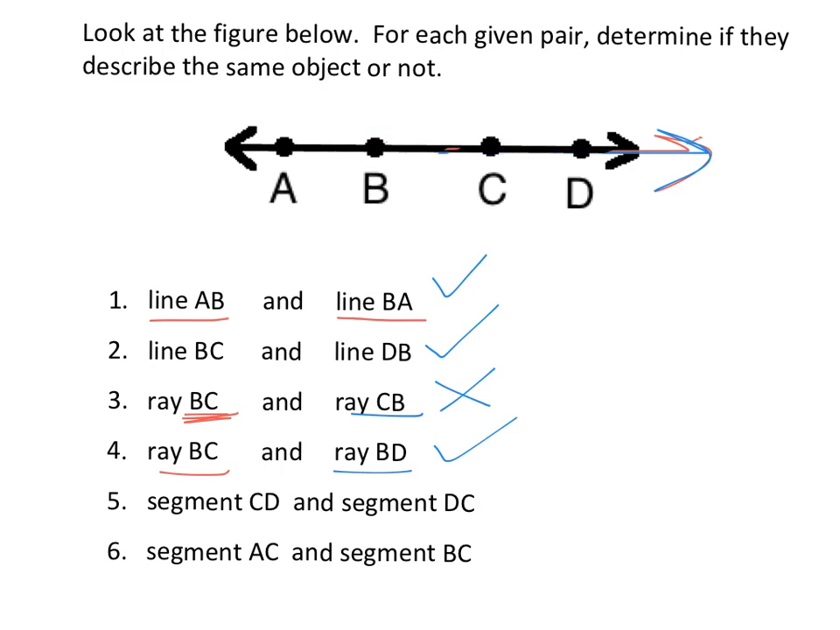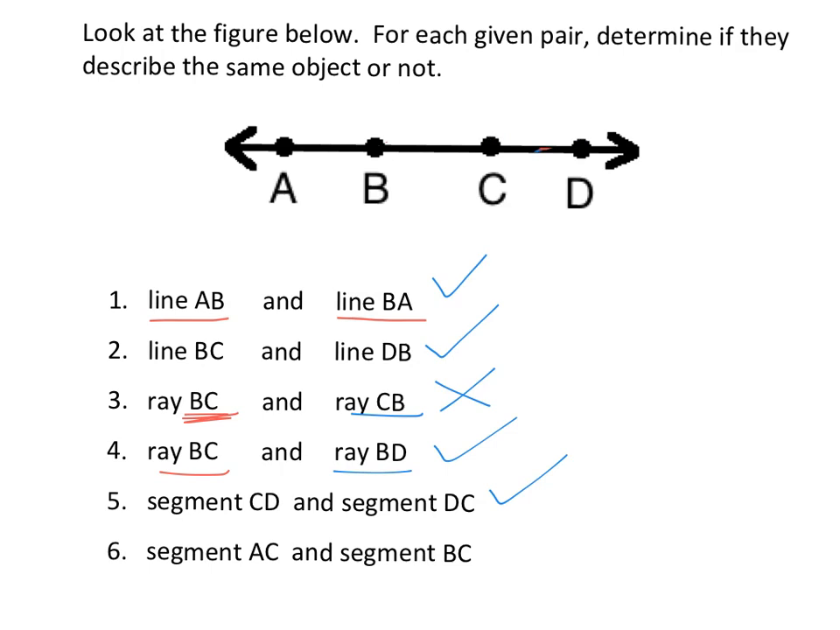Now moving on to segments. A segment is something that does not go on. It's one dimension. It does not go on forever in each way. It has endpoints on both ends. So segment CD starts at C, if you want to think of it that way, and goes to D, and that's it. That's segment CD. Segment DC, we can say starts at point D, ends at point C. So these are the same segment, just labeled a slightly different way.